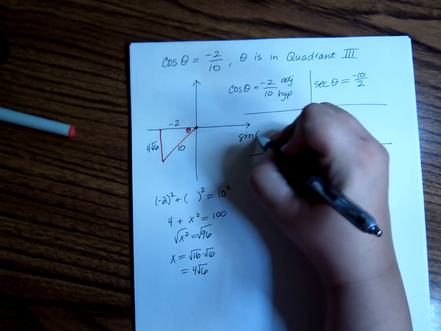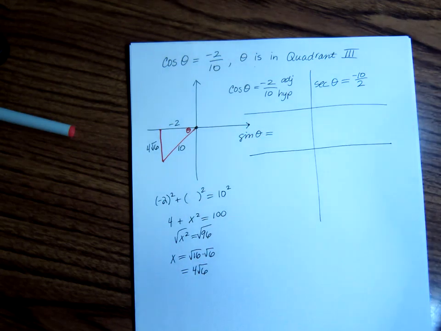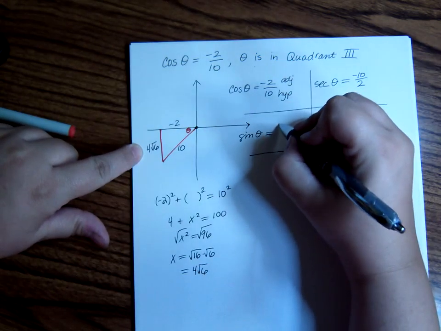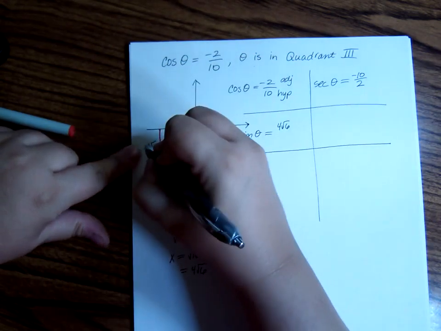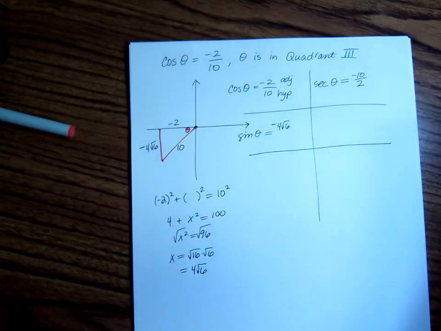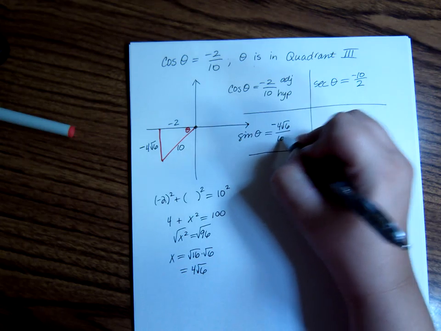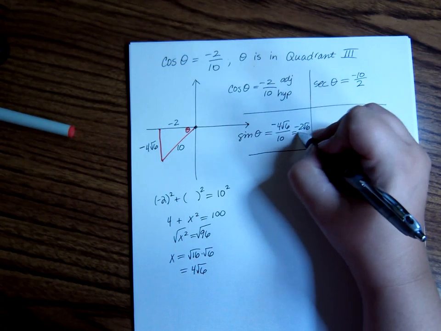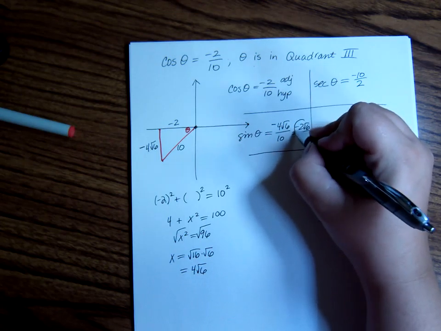Then we've got the sine. Sine is going to be opposite over hypotenuse. So 4√6, and I'm sorry, that should be a negative because we're in the third quadrant, so sine and cosine are both negative, over 10. So this is -2√6/5 when we simplify.